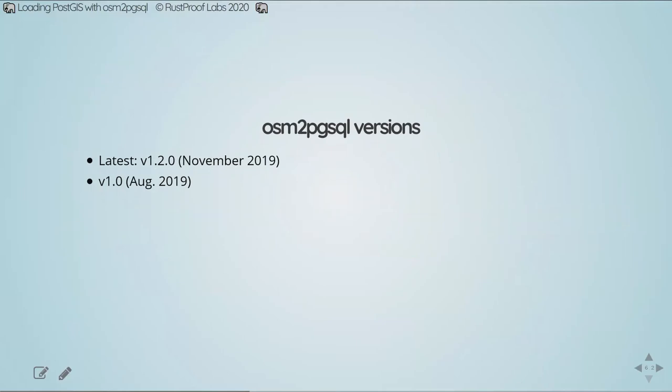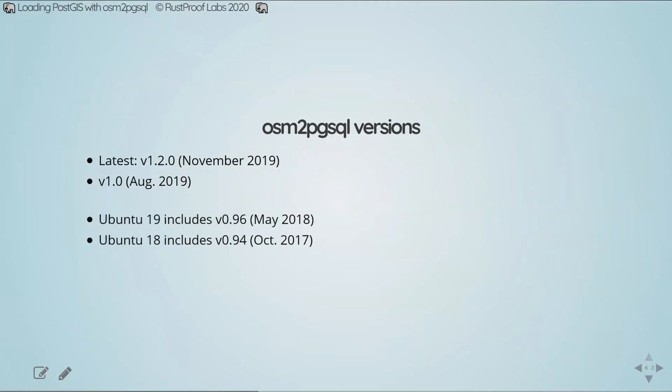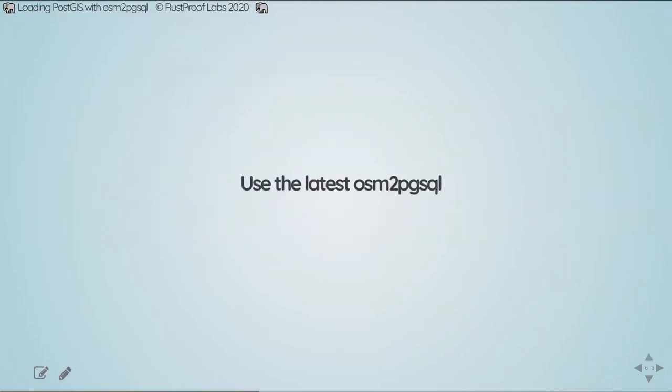osm2pgsql, on the other hand, is a little less straightforward. There's been a lot of activity in the past few months on this project, and that activity has produced really good results. The latest and greatest version of osm2pgsql is 1.2. I very much recommend that you use that version, or a newer version as time goes on. If you're installing the default versions packaged with your OS, you're probably getting a quite out-of-date version. The 0.96 and 0.94 branches have some shortfalls that have been fixed in later versions. So I definitely recommend you use the latest version.